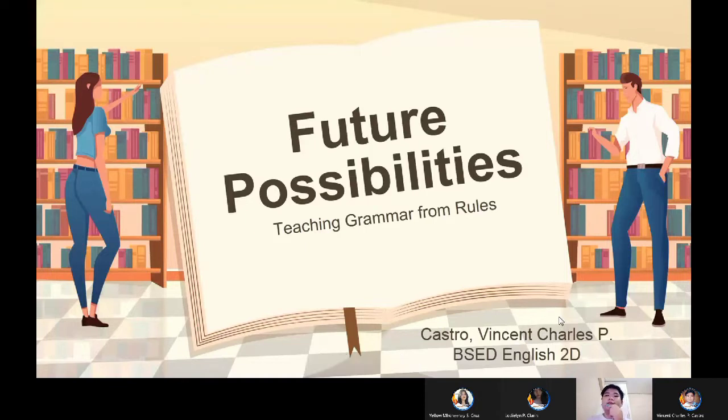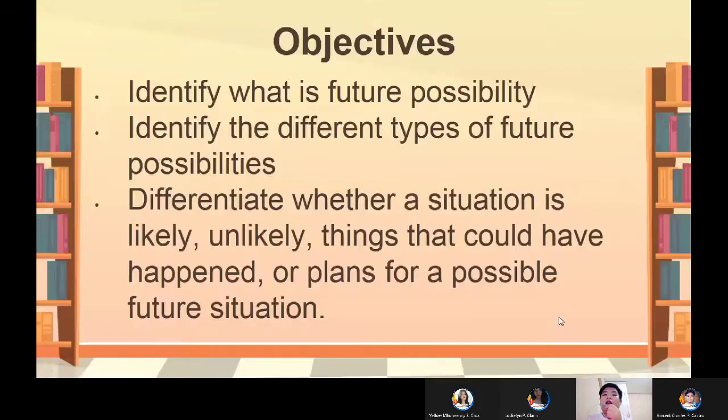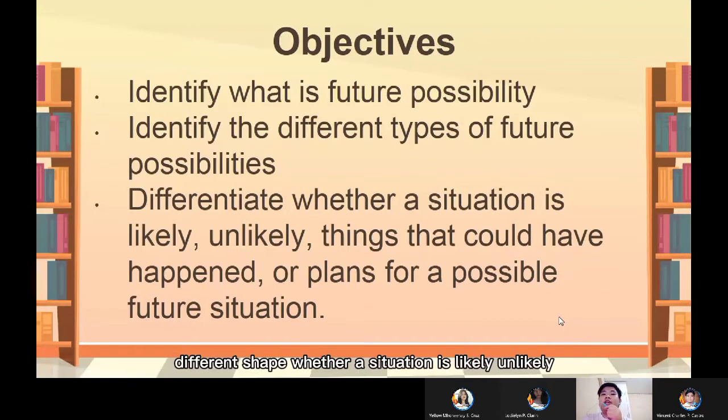Good day, students. I am your teacher, and for today's lesson, I will be teaching you future possibilities. Our objective is to identify what is future possibility, identify the different types of future possibilities, differentiate whether a situation is likely, unlikely, things that could have happened, or plans for a possible future situation.